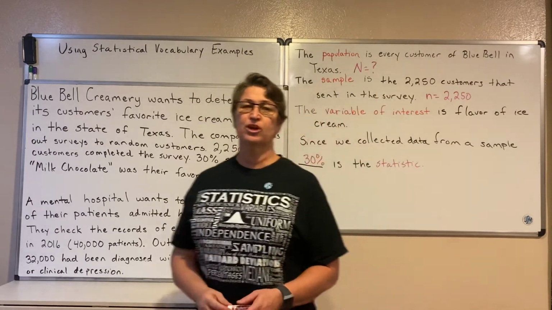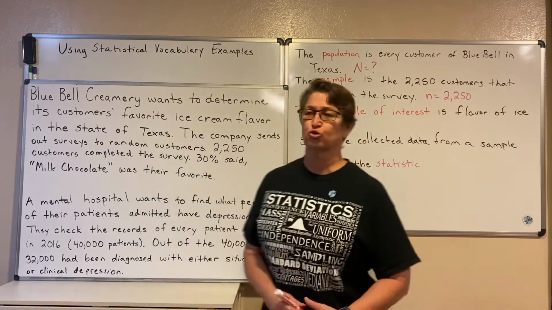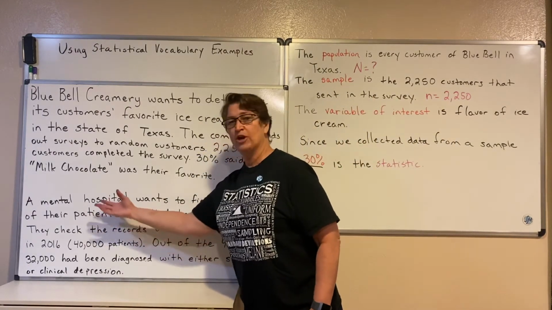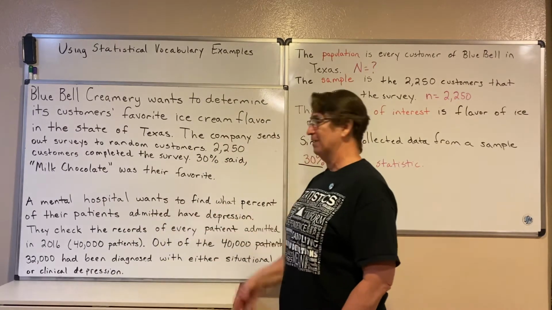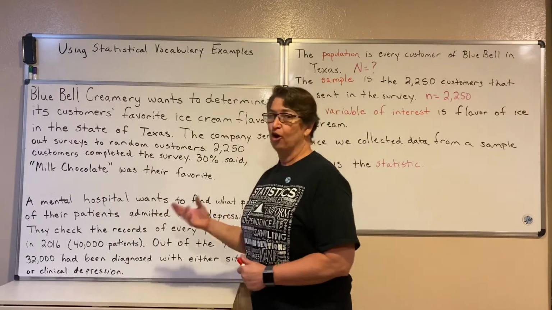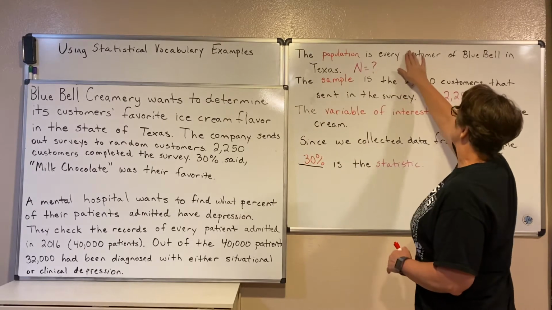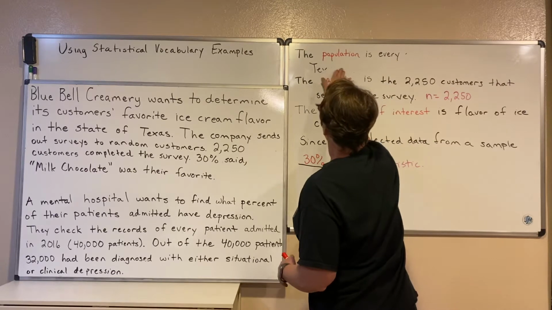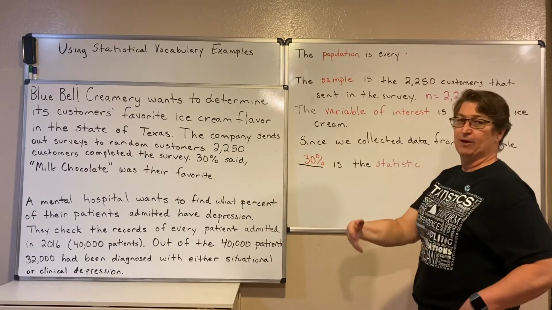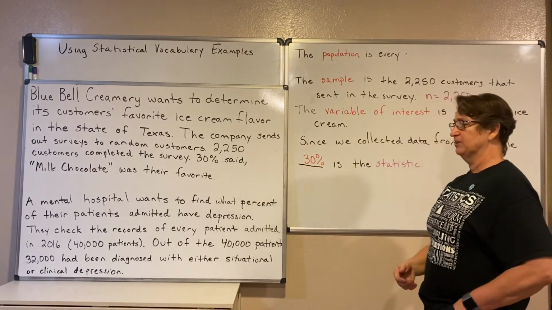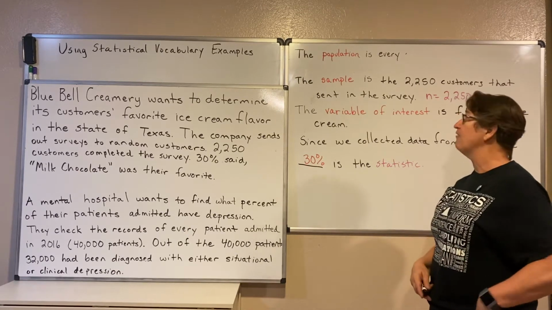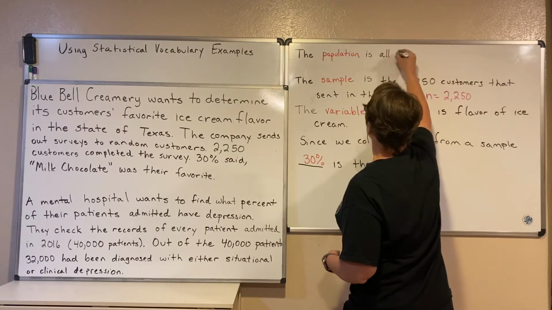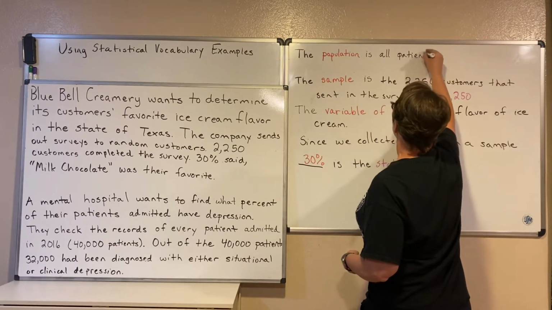So the first thing we want to know is, what's the population? What is their group of interest? Well, they want to know about all their patients that are admitted. So their population is every patient that is admitted. Again, it's not the ones that aren't admitted. Maybe if they're an outpatient, they're not interested in that. They're interested in all patients admitted.